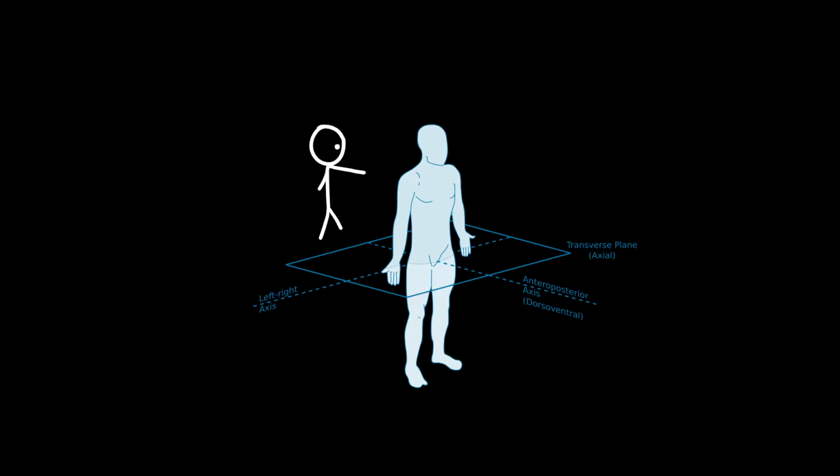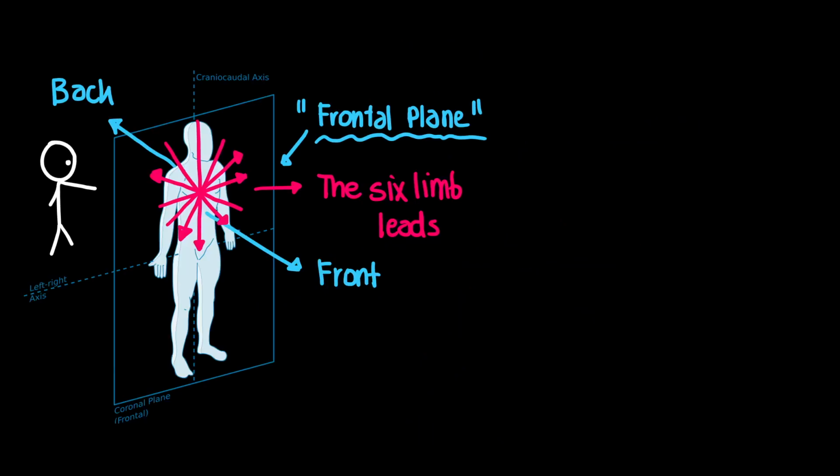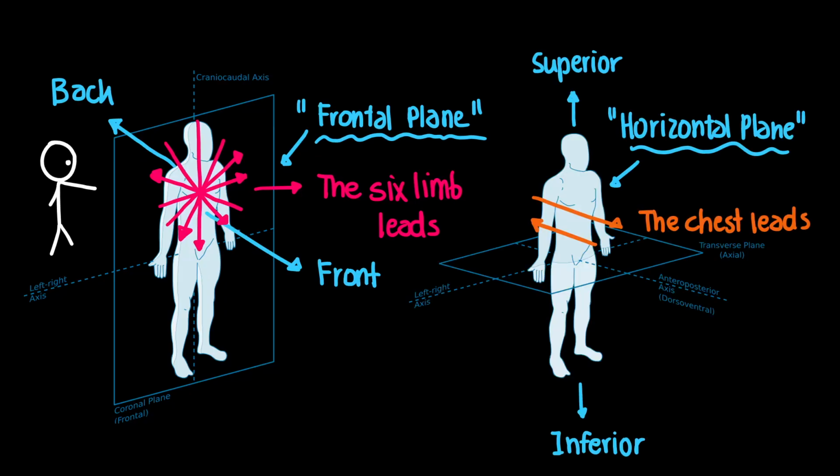Imagine slicing the body horizontally, a cross-section. This is the horizontal plane. The horizontal plane divides the body into superior and inferior parts, and the chest leads live here. Where the limb leads in the frontal plane show you up and down, left and right, the chest leads in the horizontal plane show you electricity moving toward or away from the chest wall.